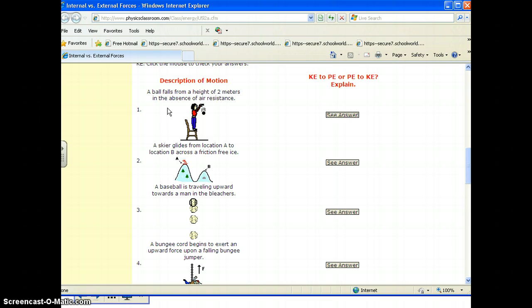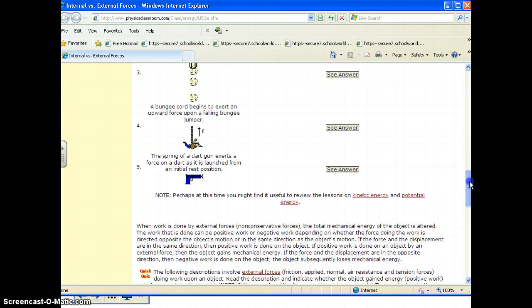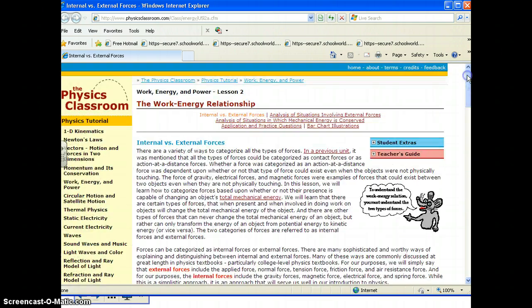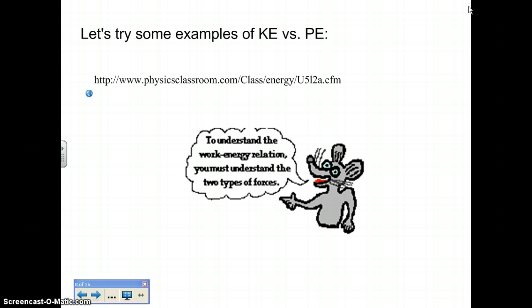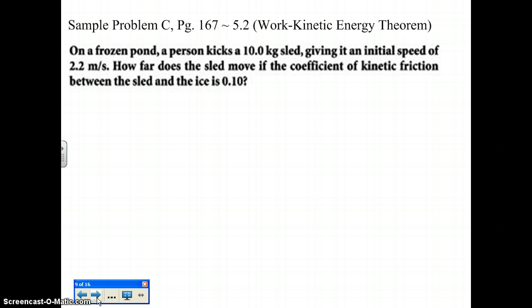So you try some more of these examples on your own and then see what you still need help with, what doesn't make sense, and then hopefully what does make sense. This brings us to our sample problem. Our sample problem says, on a frozen pond, a person kicks a 10.0 kilogram sled.